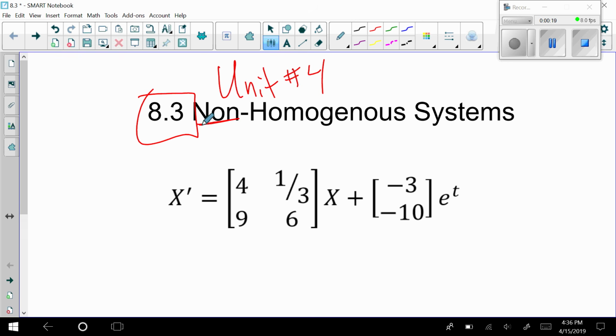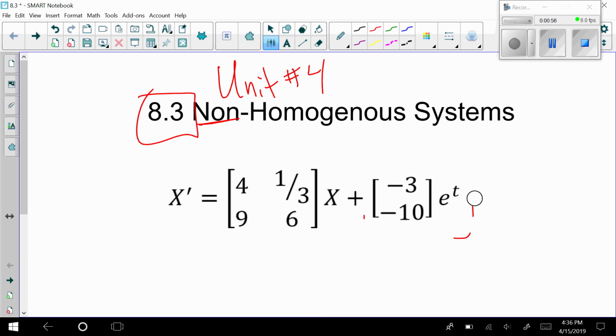This is going to be 8.3, and now all of a sudden we're going to introduce non-homogeneous systems of differential equations. We're going to continue to use the matrix method and use matrices with our characteristic equations to solve these. Now I implement a non-homogeneous part, which of course means that my F of t, this thing here, is not the zero matrix, and that of course makes it non-homogeneous.